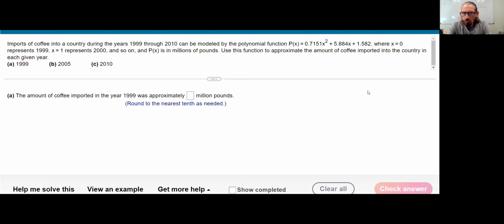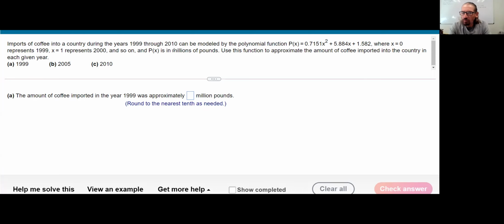This type of question is one reason we take a look at polynomials. We're told that imports of coffee into a country during the years 1999 to 2010 can be modeled by the polynomial function that is given right here, where x equals 0 is the year 1999, x equals 1 represents the year 2000, and so on. P of x is in millions of pounds of that coffee that's been imported.